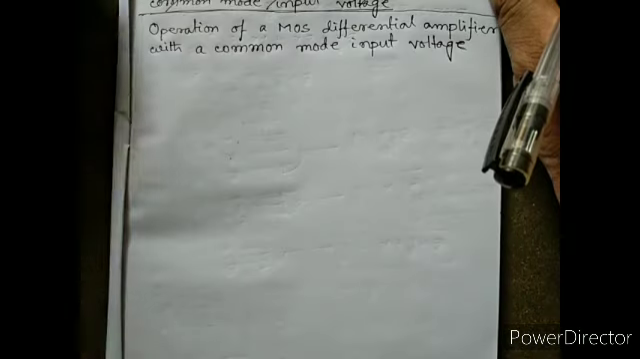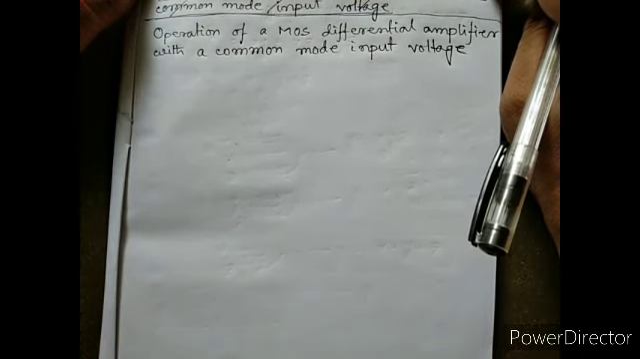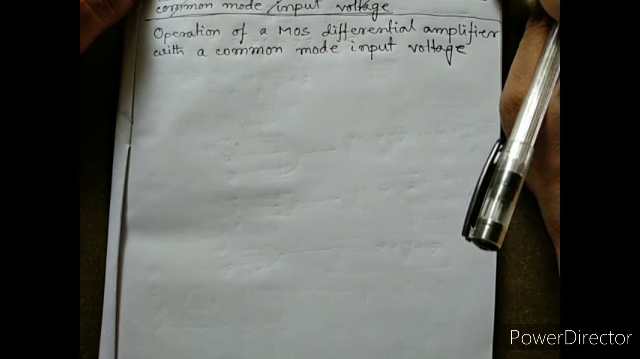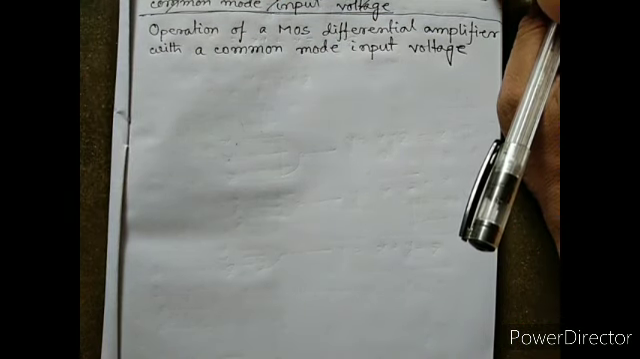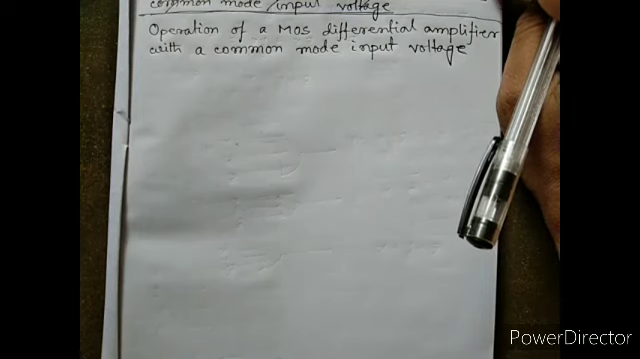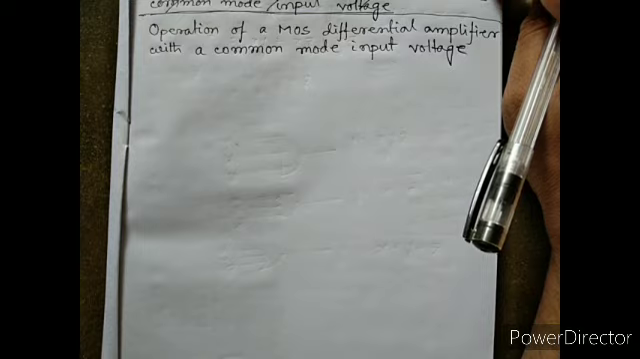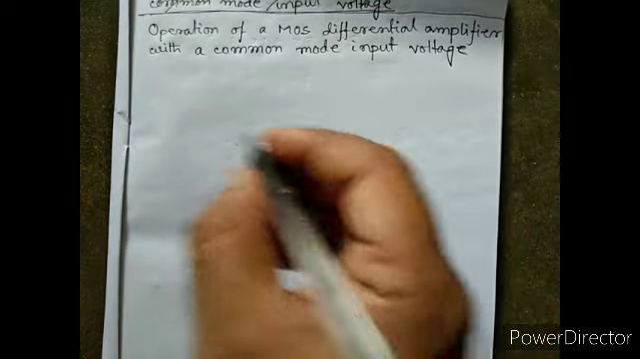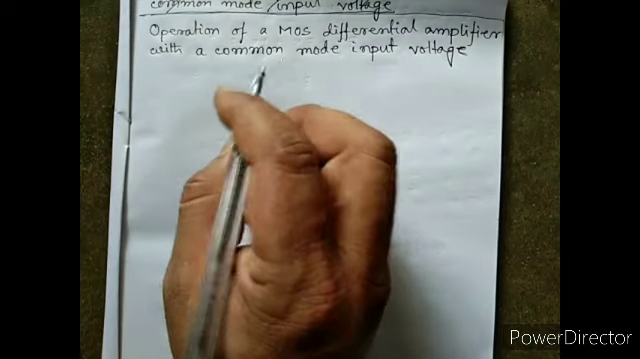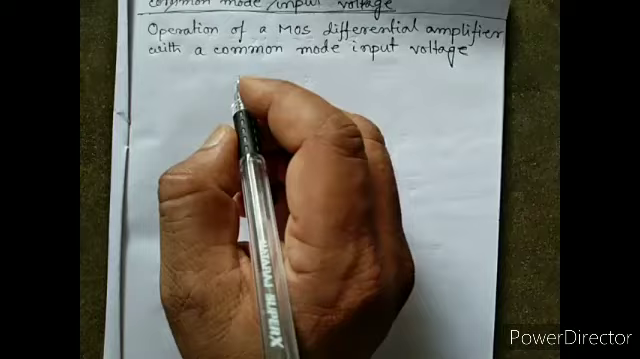Now we'll discuss the operation of a MOS differential amplifier with a common mode input voltage. Common mode input voltage means the voltage inputs of the two terminals are the same. Okay. The circuit diagram of the basic MOS differential amplifier.